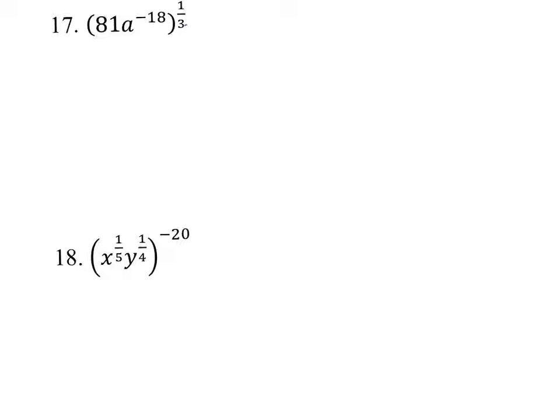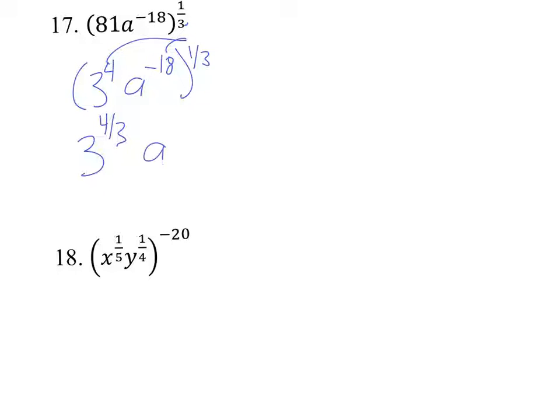I see a fraction exponent here, so I'm going to rewrite 81. This is 3 to the 4th. You can do your factor tree if you want to. Power to a power should be multiplying. So this is 3 to the 4/3. 8 to the negative 6. I do not want any answers with a negative exponent. So I have 3 to the 4/3, and the positive 6. I have to move that on the bottom.